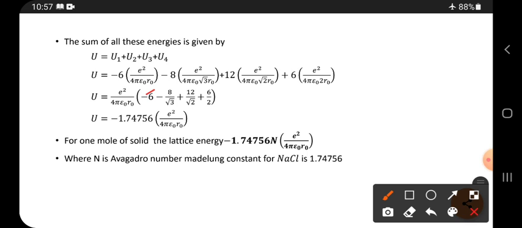So how much? 1.74756 into this one. For 1 mole, lattice energy is this value into N. N indicates here the Avogadro number, and here this value is what? Madelung constant for sodium chloride. Okay, 1.74756.